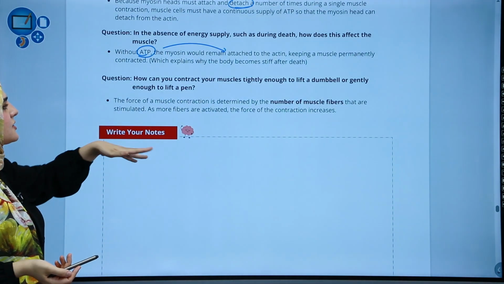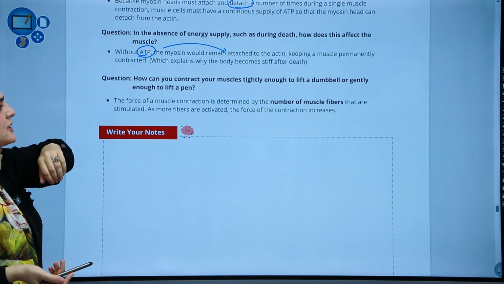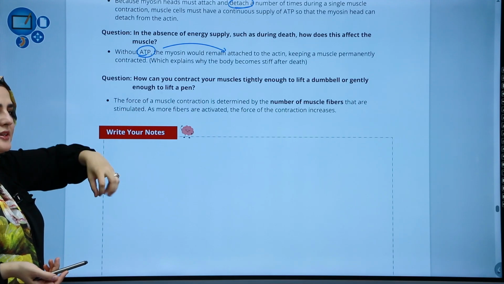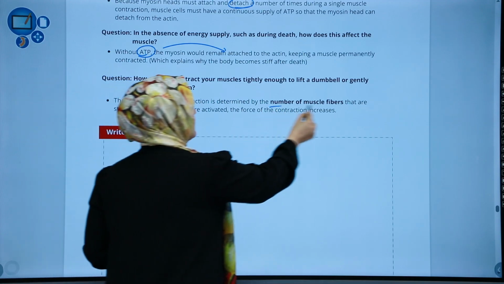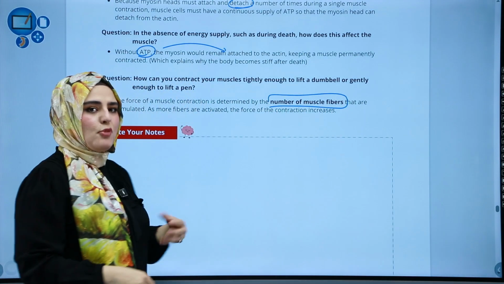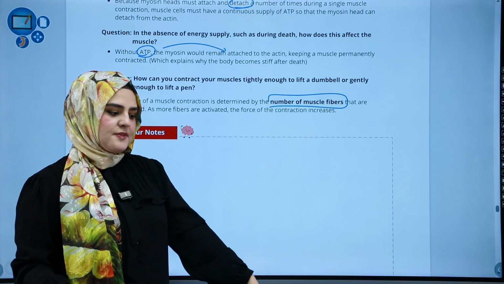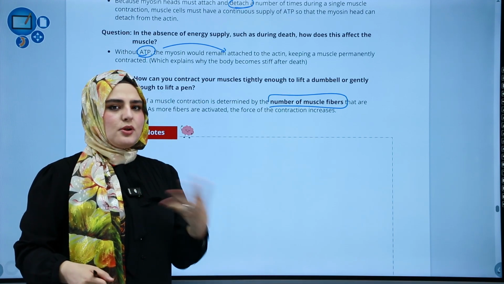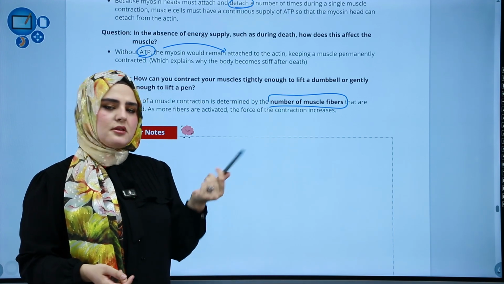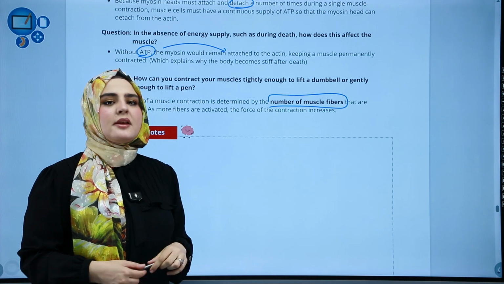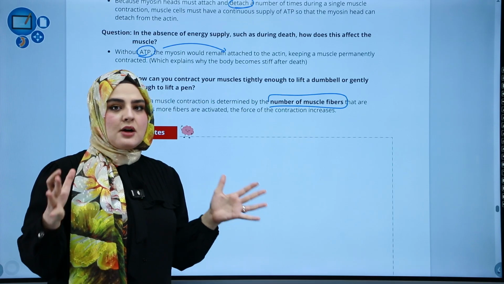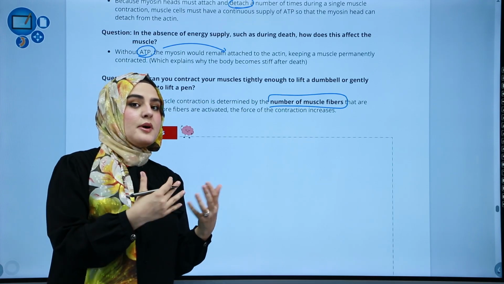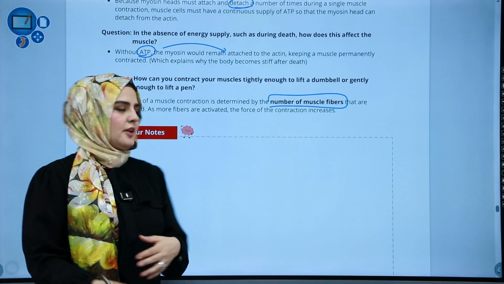How can you contract your muscle tightly enough to lift a dumbbell or gently enough to lift a pen? It all depends on the number of muscle fibers contributing. If more contribute, you can lift something heavier. If a smaller amount contribute, like this, I'm pulling this pen. So it's not about how the contraction is happening or how tight it is. It's about the number of cells contributing.